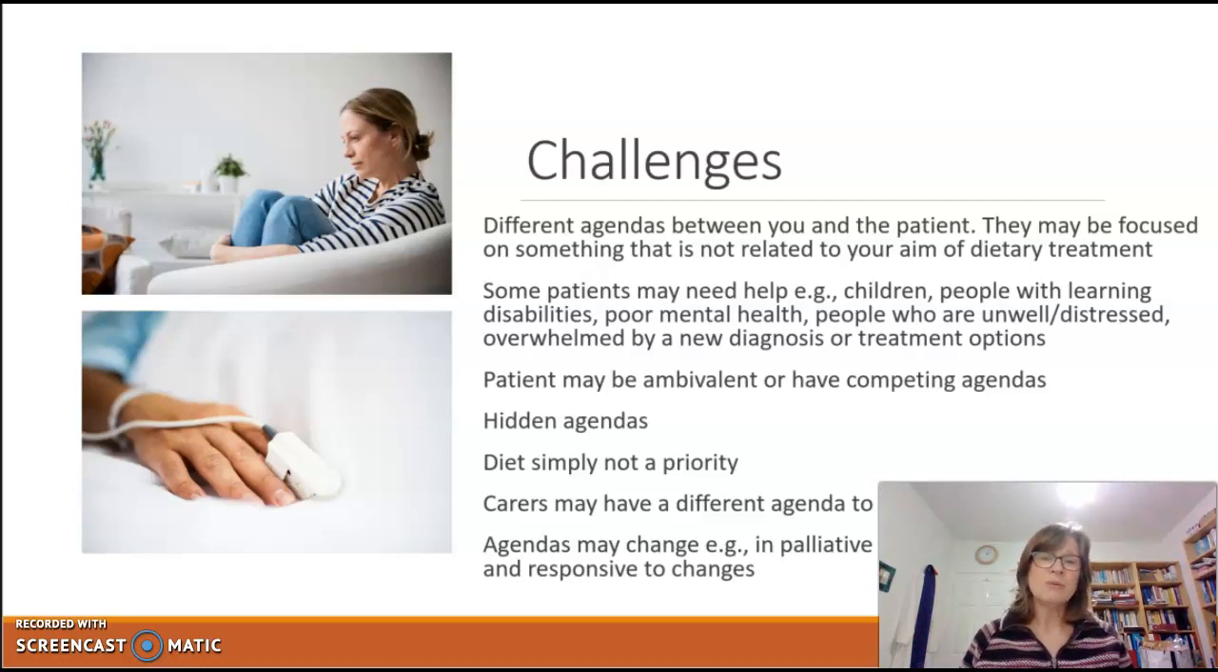And you have to also remember that agendas might change. So someone may have an agenda at one point, but at the end, they may change it. And this will often happen in palliative care. You've been working towards nutritional support, but it comes towards end of life and people say, just leave me alone. I just want to eat what I feel like. It's too much effort. So you have to be flexible and you have to respond positively to challenges that you face and changes in agendas.